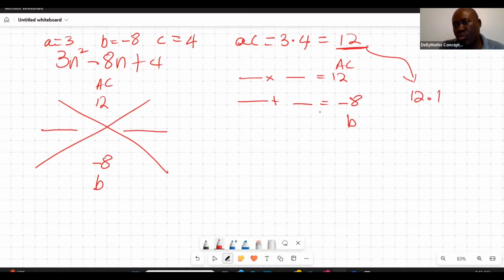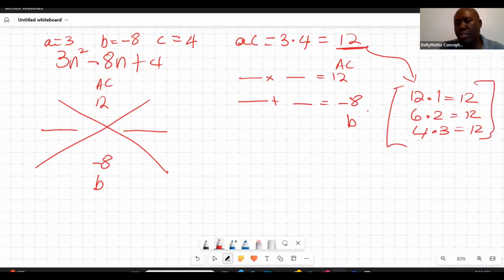12 times 1 gives 12. 6 times 2 gives 12. 4 times 3 gives 12. I will be picking one of these pairs. These are the only possible pairs that could work. Now, which one of these could give an 8? Well, I'm seeing 6 and 2. Let's take them out in isolation.